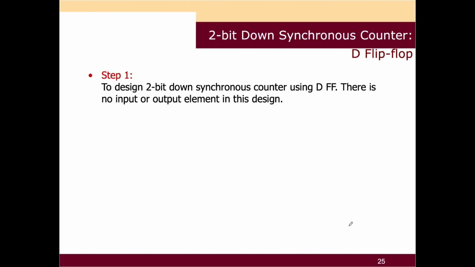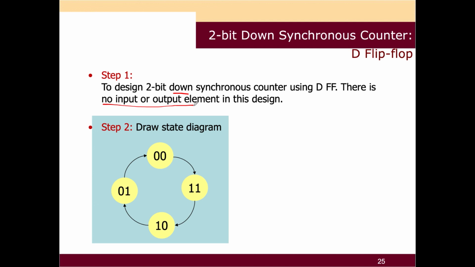And next is the 2-bit down synchronized counter. This one is under the flip-flop. So the difference in a down synchronized counter is that there is no input and output. Okay, this is the hint. So you need to know how you're going to move, which is from up to down. Is it the correct term? It is not a counter going from below to up. This one is from up to down.